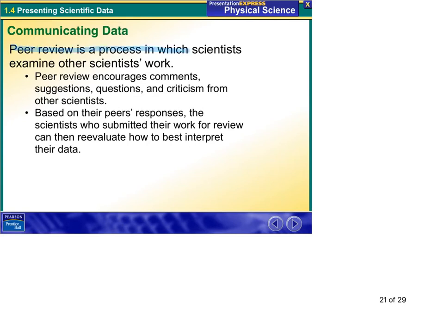Peer review is a key process in science work. In peer review, scientists examine other scientists' work. They encourage comments, suggestions, questions, criticisms. And based on the peers' responses, scientists can reevaluate their data.